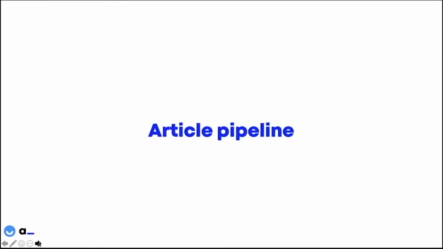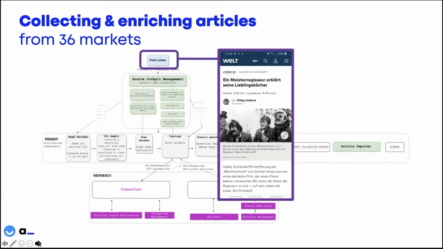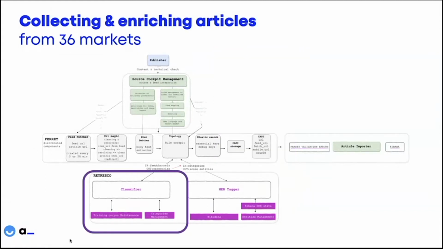So what's the life of an article for Upday? We first start with an article that gets published. Let's say Welt publishes an article, and in a short amount of time, we want to have it available for Upday. So what will happen? Article components like text and title and description and image will get extracted.